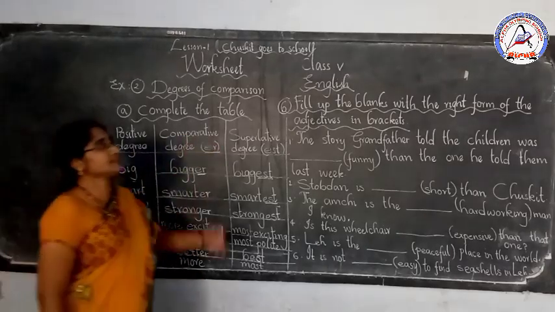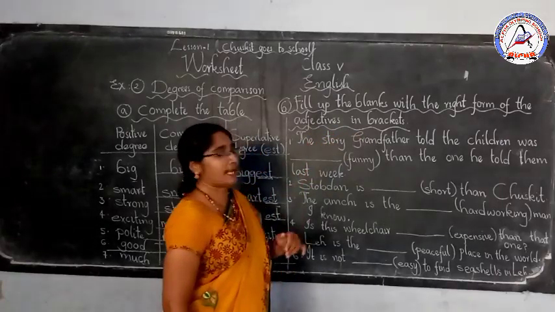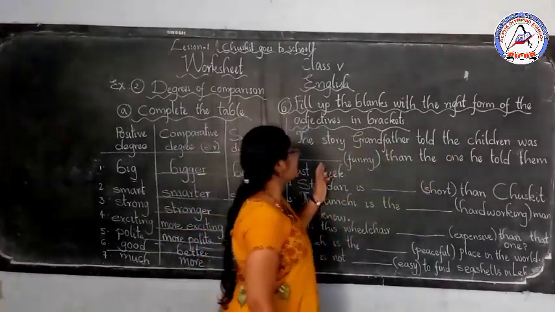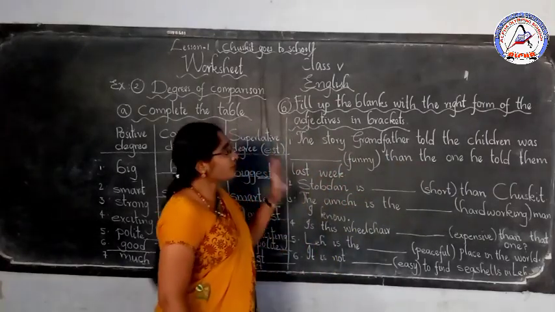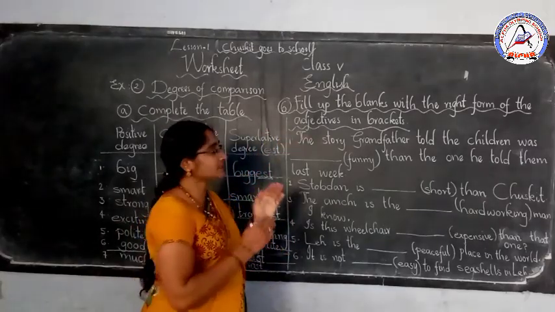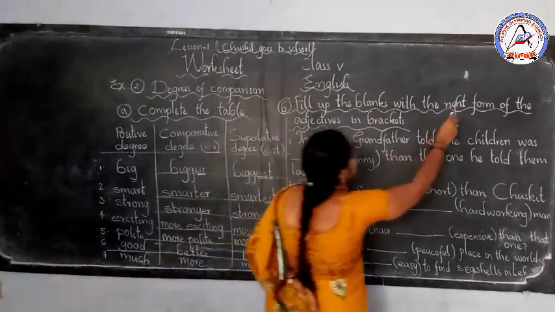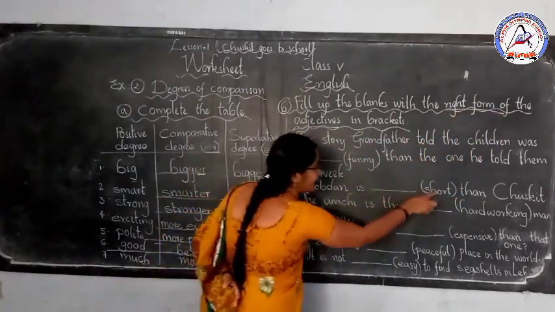Okay, let us see another exercise. Fill up the blanks with the right form of the adjectives in brackets. The story grandfather told the children was dash funny than the one he told them last week. First try to understand the sentence, what it is telling about. You have to fill up with the right form of the adjective. Your adjectives are given in the brackets.